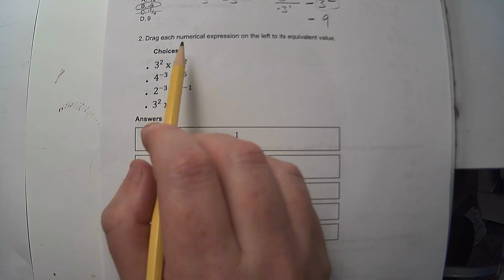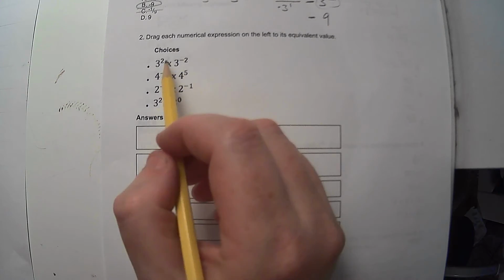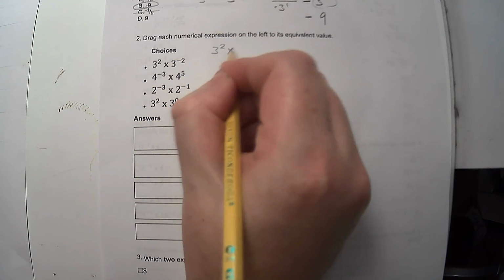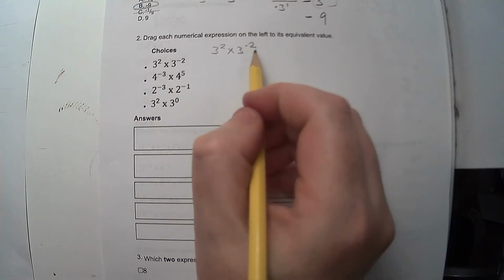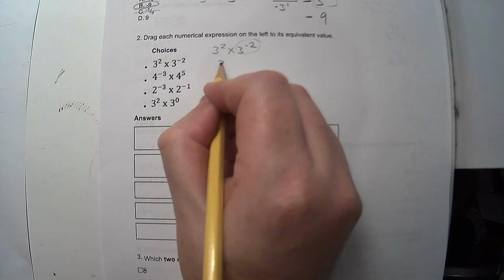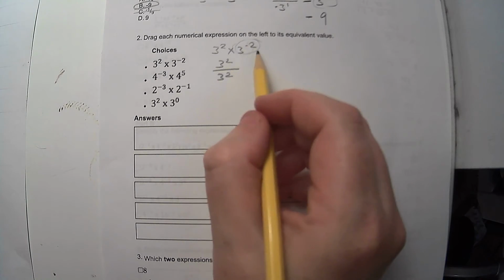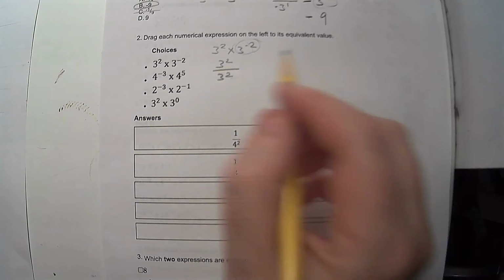Alright, let's look at number 2. On number 2, we got drag each numerical expression on the left to its equivalent value that is listed below. Let me slide it up. There, I think you can see everything. Alright, we got 3 squared times 3 to the negative 2. There's a couple different ways that we can work this one. One way is by getting rid of the negative, because personally I don't like the negatives, I want to move them. So if I have 3 squared on top, I've got 3 squared on bottom, because again, the phrase is move it. So we're moving it to the bottom.